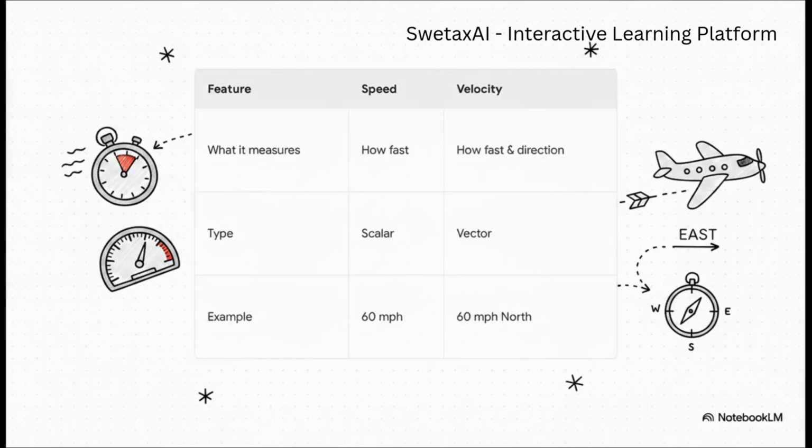This chart lays it out perfectly. Speed is what a physicist would call a scalar quantity. It's just a number, just the magnitude. But velocity is a vector. It has both the magnitude and a direction. So saying a plane is going 500 miles per hour, that's its speed. Saying it's going 500 miles per hour due east, now that's its velocity. And believe me, that extra bit of info is absolutely crucial.